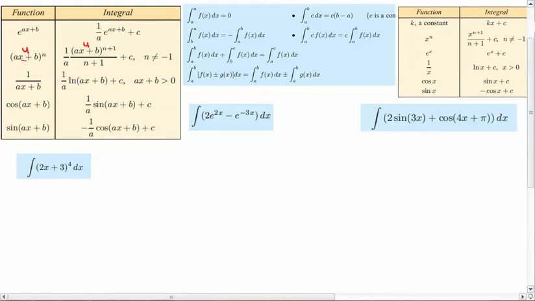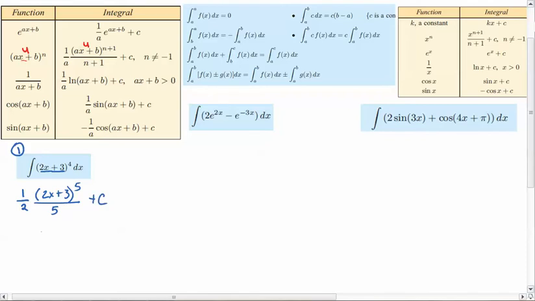Okay? So let's look at 3 different examples here. We'll do the first one over here on the left. All right? So here we go. We're going to take the integral of 2x plus 3 to the 4th power. Now that 2x plus 3 is our linear function, the ax plus b. So this is going to be 1 over a. Now a is the number in front of the x, so that's 2, times, and then we've got the ax plus b, so 2x plus 3 to the power of n plus 1, so 4 plus 1 is 5, all over n plus 1, which is 5, plus c, of course.